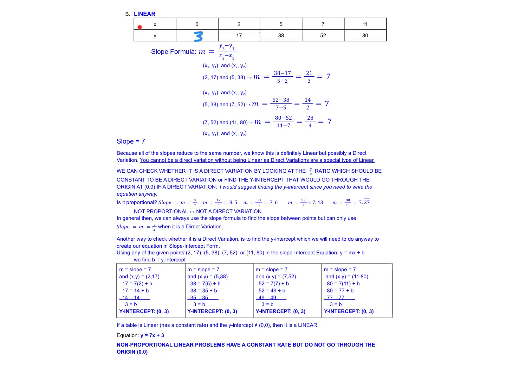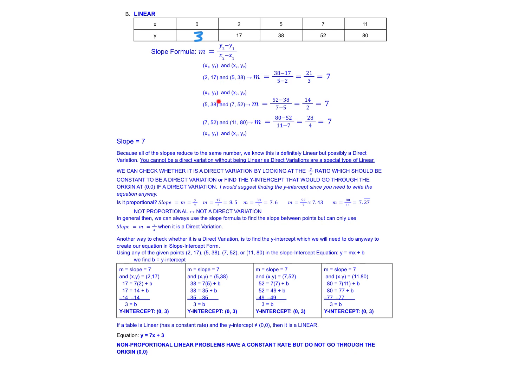On table B, we have linear, and we'll show you why that's true here. Notice my problem is different here. I don't know the y-intercept, but I do know there's a point at (2, 17), (5, 38), (7, 52), and (11, 80). Again, doing the slope formula just like we did before, I have (2, 17), (5, 38). I take 38 minus 17, that's second y minus the first y. That answer is 21. 5 minus 2 on the x part on the bottom is 3, that's 7.